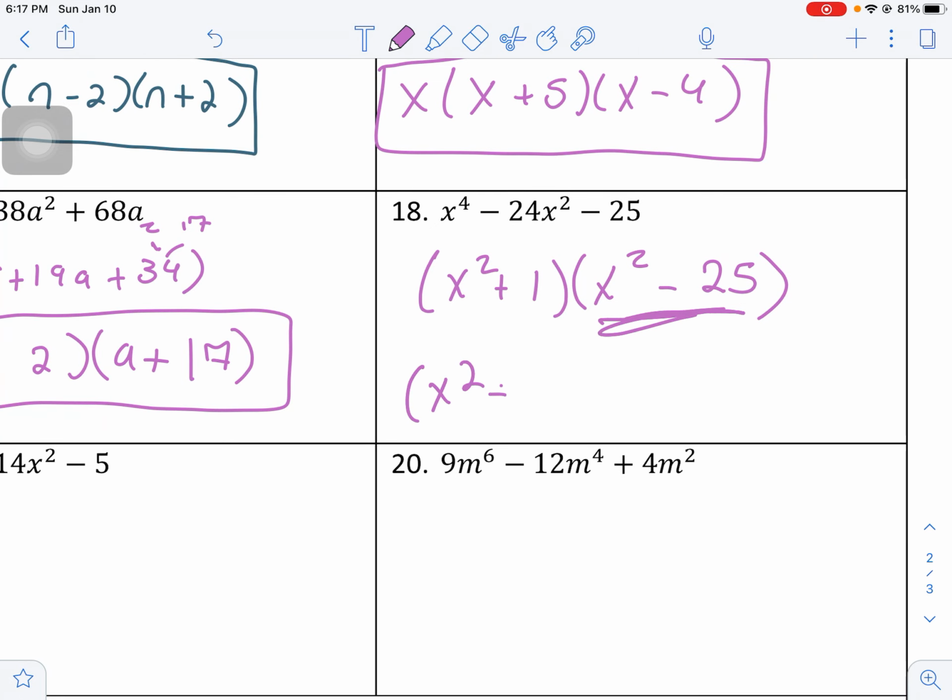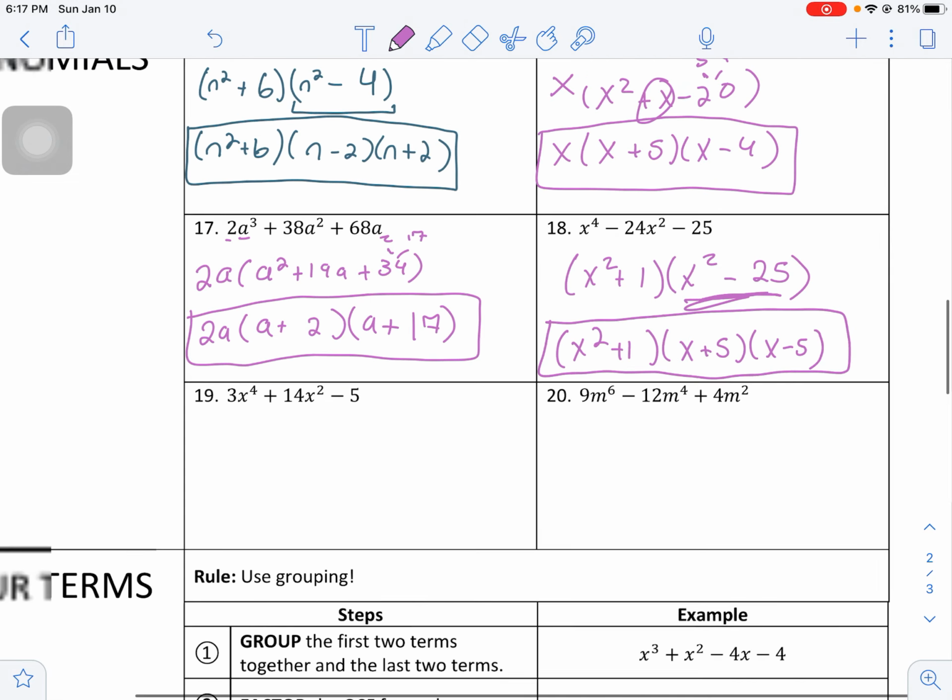Here we can factor a difference of squares once again, so x squared plus 1. That gives us x plus 5, x minus 5. And then there's our answer.